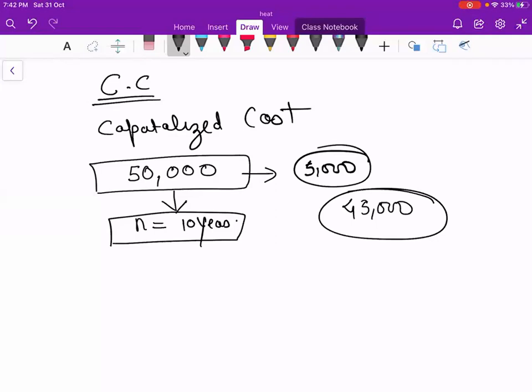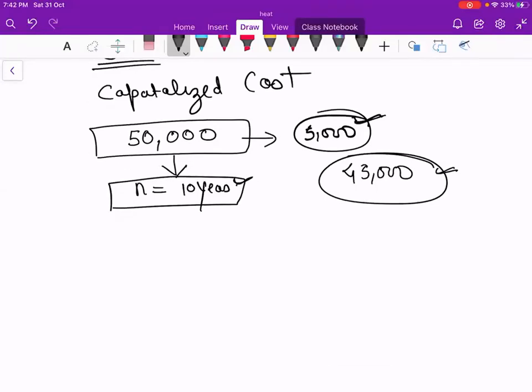If it changes, it's okay, we will take care of that afterwards. First I have taken two assumptions: the equipment cost is not changing, the service life is 10 years, and the salvage value is 5,000. So after 10 years you need 45,000, and you have two options to think about for how to arrange that 45,000.